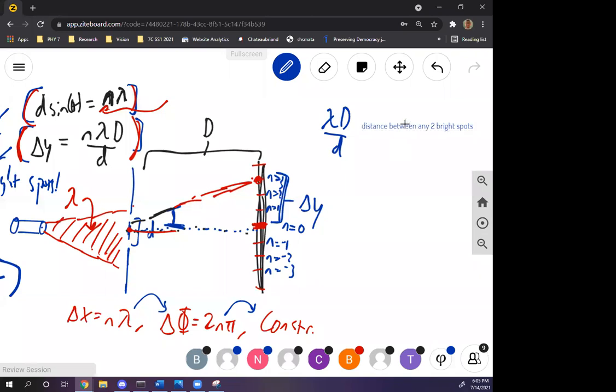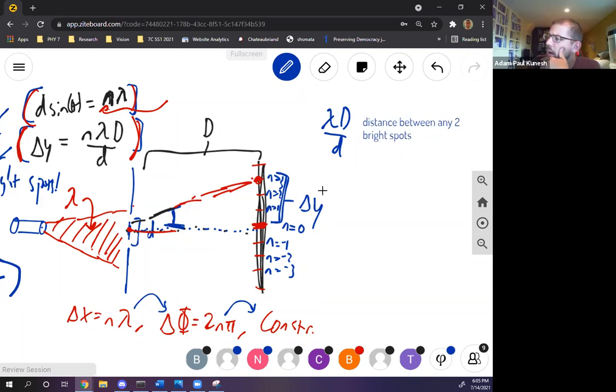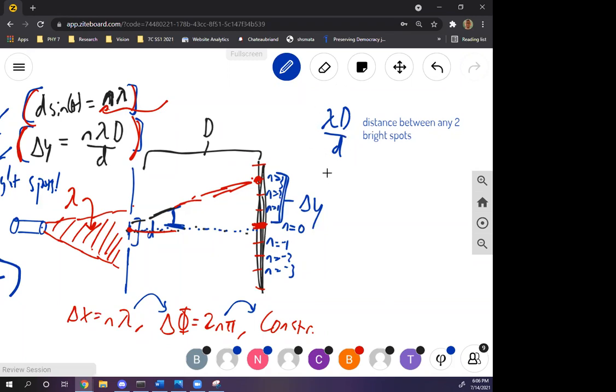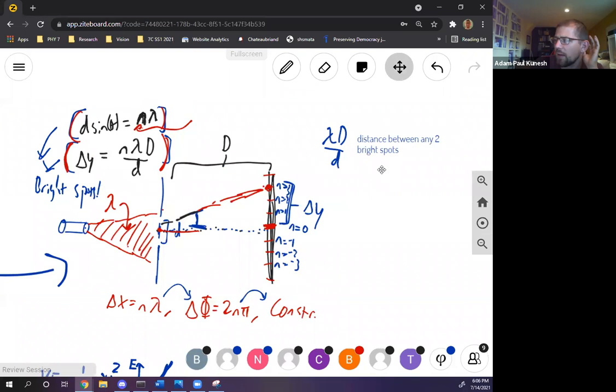Yeah, that's what I was trying to say. I was just trying to say, if n is equal to 1, then it's the distance between n equals 1 and n equals -1 that you drew. So lambda d over little d would be between, for example, n equals 0 and n equals 1. n equals 1 and n equals -1 would correspond to two of these. Yeah, okay. If that makes sense to you, then you're probably on the right track.